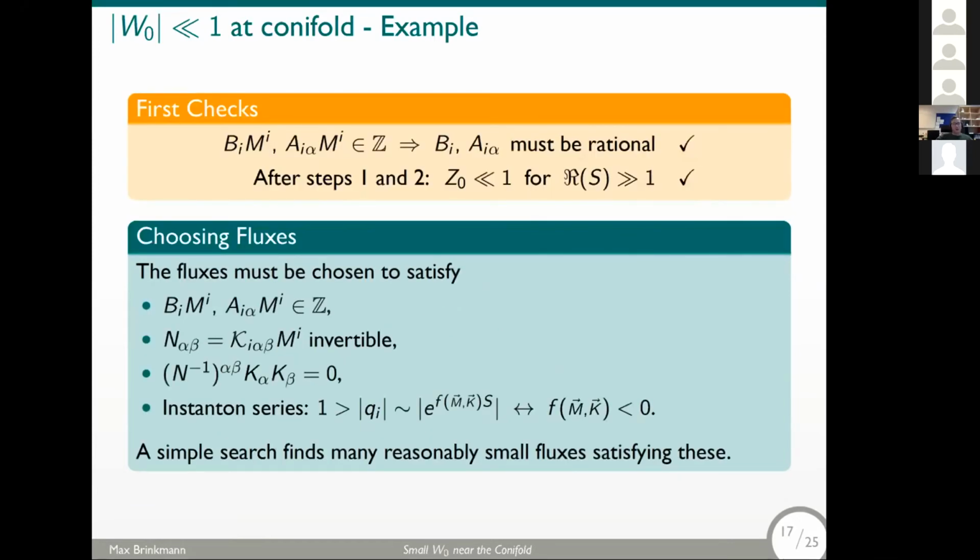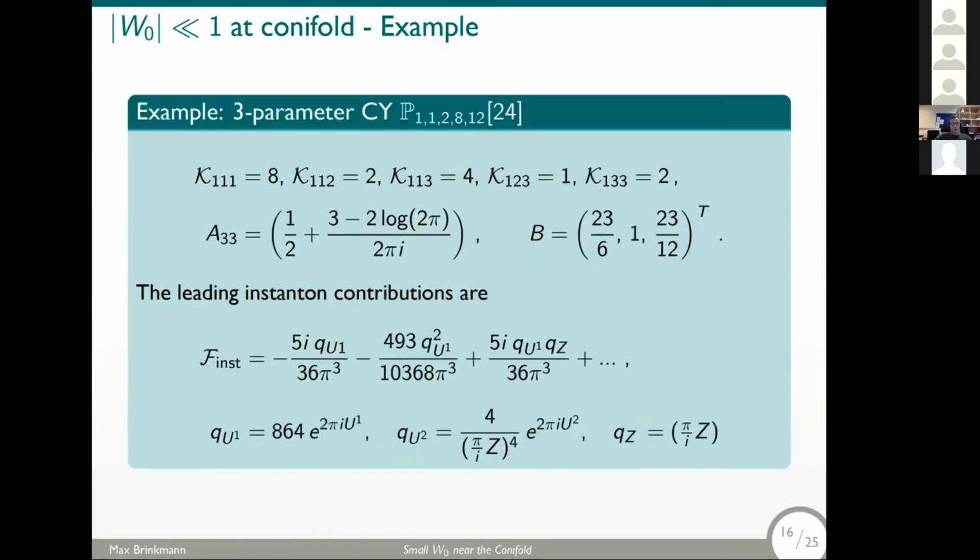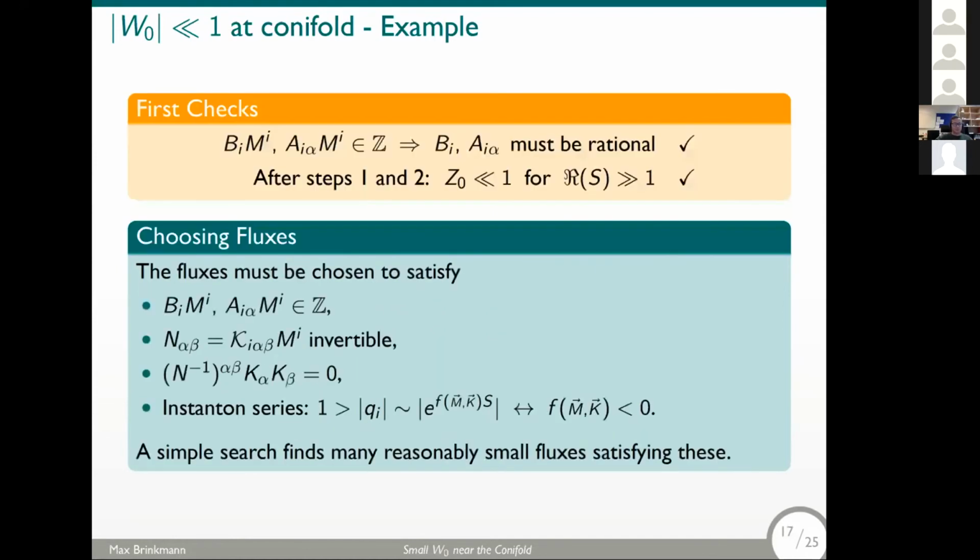Bi and Ai alpha have to be rational. This is okay. A33 is irrational, but that doesn't matter since alpha only runs from 1 to 2 here. Then after steps 1 and 2, after stabilizing the complex structure moduli, we indeed see that the Conifold modulus is much smaller than 1 if the real part of S of the axiodilaton is much larger than 1, which very nicely fits in our calculation. The trustable regimes match nicely.